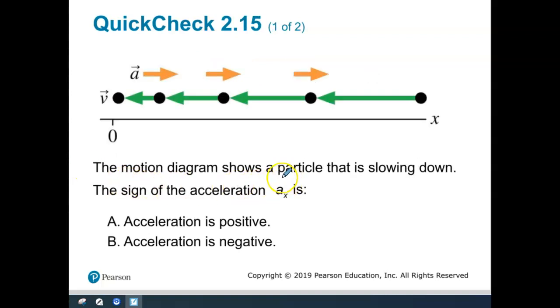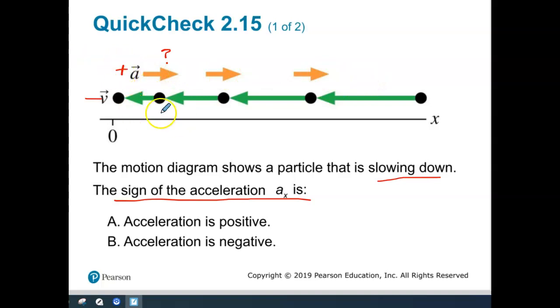Looking at the next question, the motion diagram shows a particle that is slowing down. That's important. And we want to know what the sign of the acceleration is. So it's either positive or negative. You have to decide. Slowing down, you've got to remember what kind of relationship. Does it agree or disagree? If you look at our vector here for velocity, it is going to the left, so I'm going to call that negative. And our acceleration vector points in which direction?